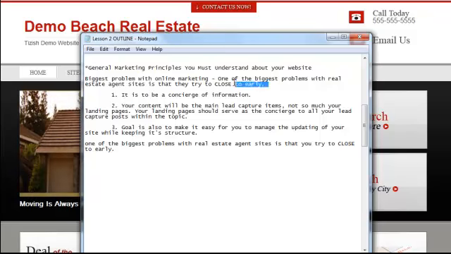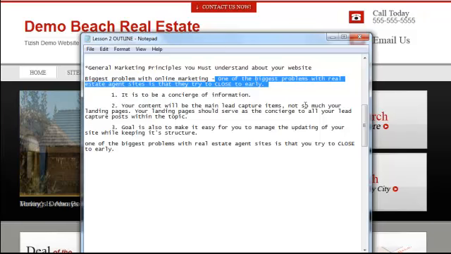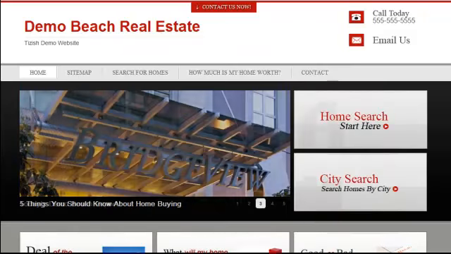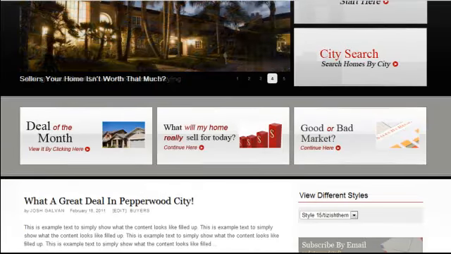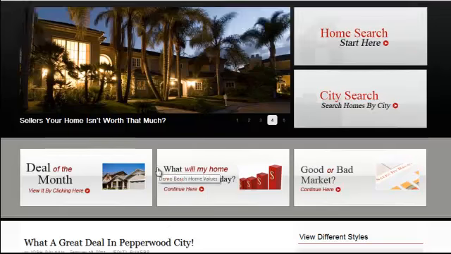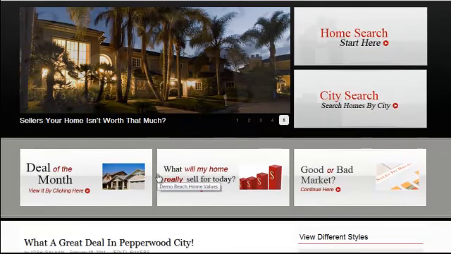And it's simply, you see it right here. One of the biggest problems with real estate agent sites is that they try to close too early. And what do I mean by that? Here's what I mean by that, alright? And this is the core concept. I'm going to hit on this concept for a good, I believe, 10-15 minutes or maybe longer. It depends on how it comes out. But here's what I mean. The problem with real estate agent websites is that they close too early.